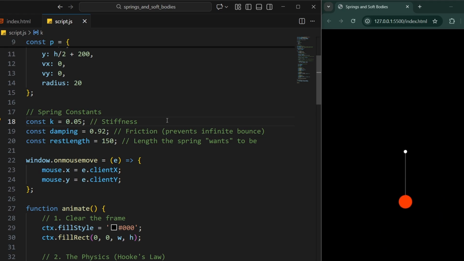Springs create ropes, cloth, muscles, and jelly. So experiment. Break the system, stretch it too far, make it unstable. That's how real physics programmers learn.